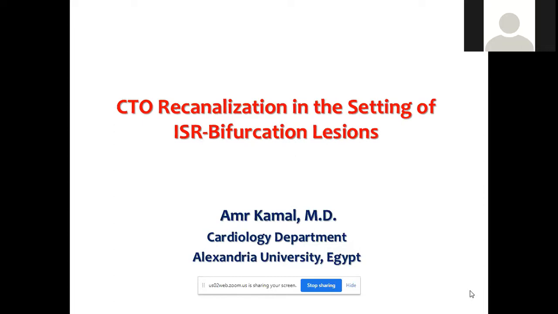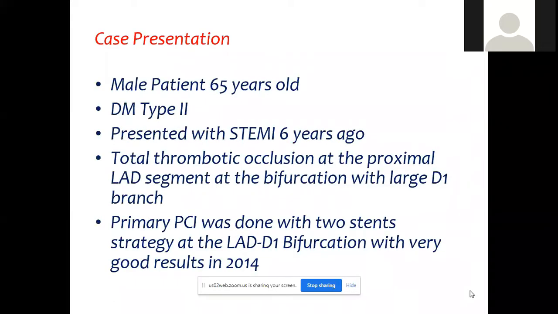First of all, this patient was 65 years old. He is type 2 diabetic, presented with ST elevation myocardial infarction 6 years ago, with a total thrombotic occlusion at the proximal LAD segment at the bifurcation with a large diagonal first branch. Primary PCI was done by me with 2 stents. I remember that those 2 stents were, I think, drug-eluting stents.